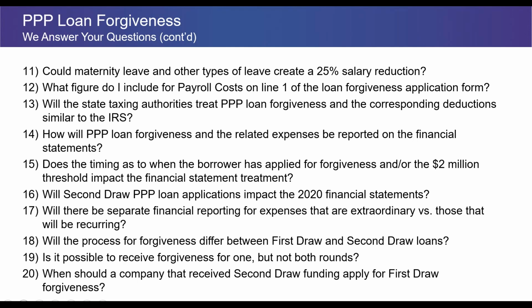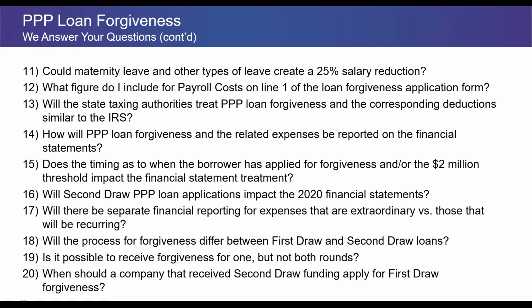Question 15, does the timing as to when the borrower has applied for forgiveness and/or the $2 million threshold impact the financial statement treatment? So the answer to this is no. Again, you're going to follow either one of the two prescribed methods, which we discussed previously. But I have seen some financial statements include wording that, depending on the timing of when the financial statement is issued, the borrower has moved forward, or intends to move forward, with forgiveness. So you do have the ability to tweak your footnotes to give a more accurate description of where you currently sit if you so choose.